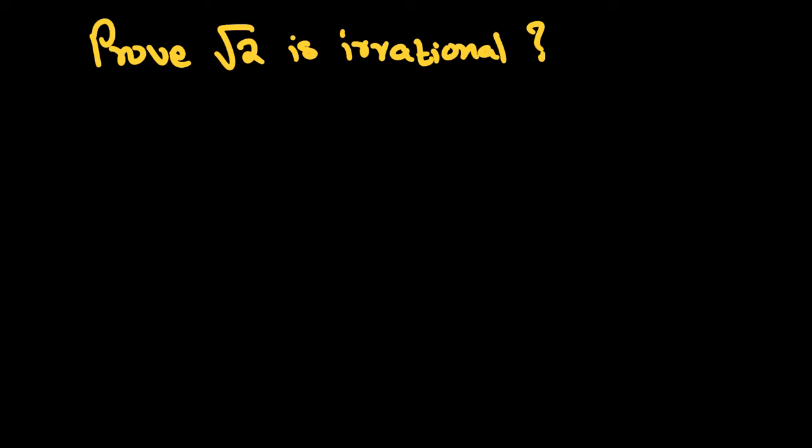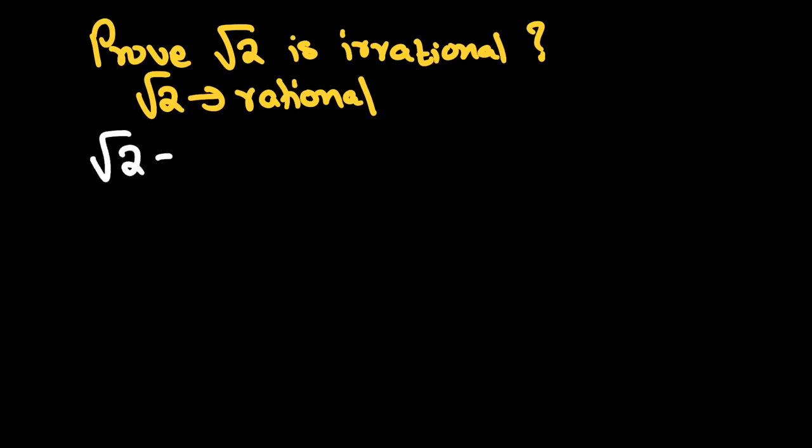Prove root 2 is irrational. Now, in order to prove that root 2 is irrational, let's assume for the time being the contrary, that root 2 is rational. Now, if root 2 is rational, that means root 2 can be written as a fraction of any two numbers r over s, where r and s have a common factor. It can be divided by some common factor.